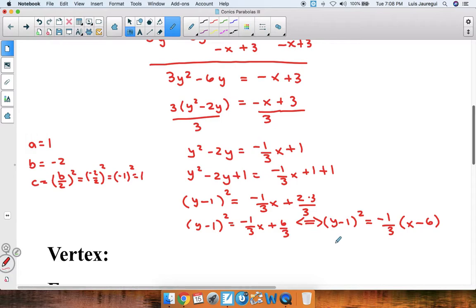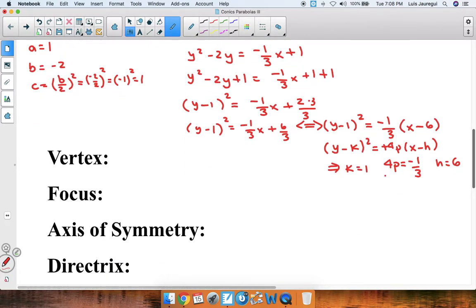Now writing down the generic standard form of the parabola, which is y minus k squared is equal to negative or positive 4p times x minus h, we can start to do some matching. And here, if you do the matching, you get the following conclusions. We get that k is equal to 1, 4p is equal to negative 1/3, and h is equal to 6. Now let's go ahead and solve for p. In order for us to solve for p, we need to divide by 4 on both sides. So we get that p is equal to negative 1/12.